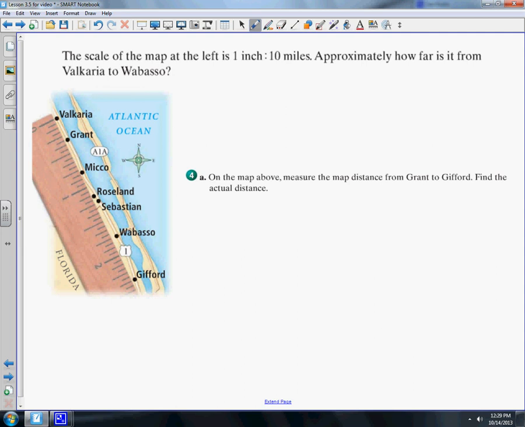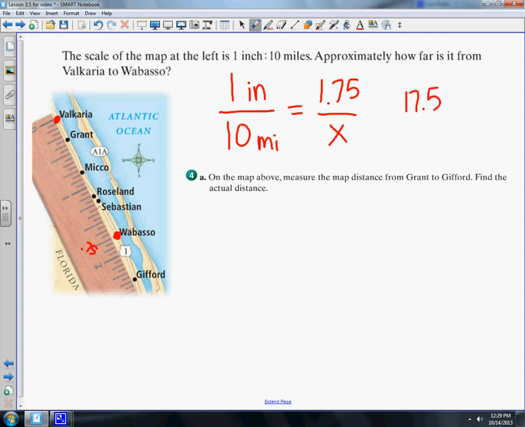Okay, so I have a scale. I'm going to put that here first. That's my first part of my proportion. So how far is it from Valcaria, which is right here, to Wabasso, which is right here? Now I look at my ruler, and I have 1 inch, and then I have 0.75. So it's 1.75 inches, and I don't know what the miles will be. So that's how I set up my proportion. I do 10 times 1.75, which is 17.5, equals 1x, and then I divide by 1. So it is 17.5 miles.